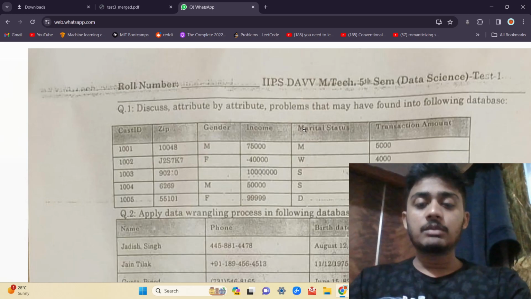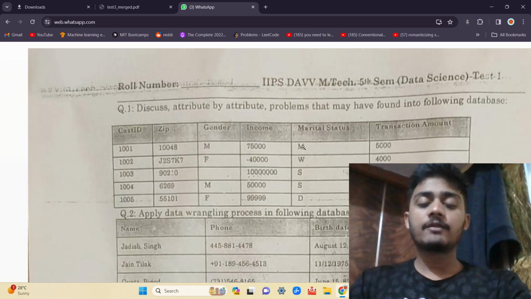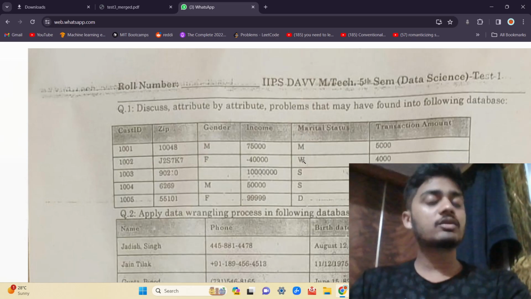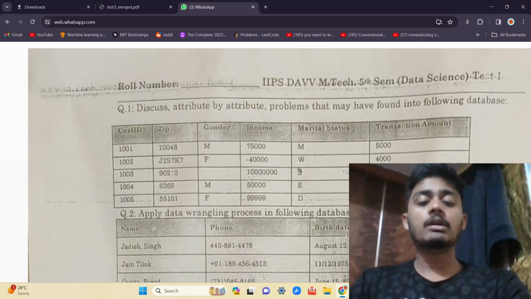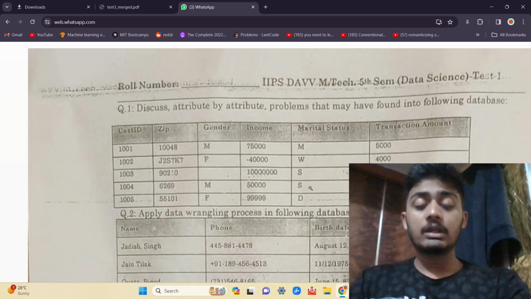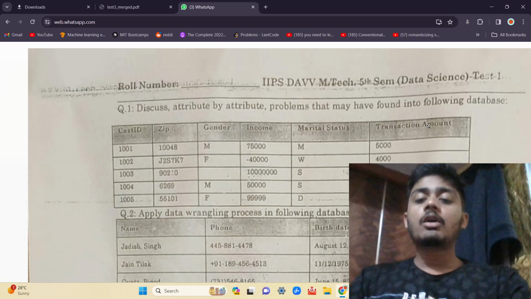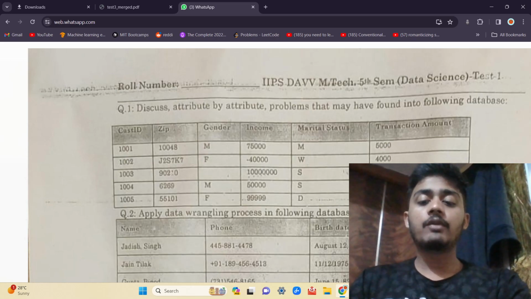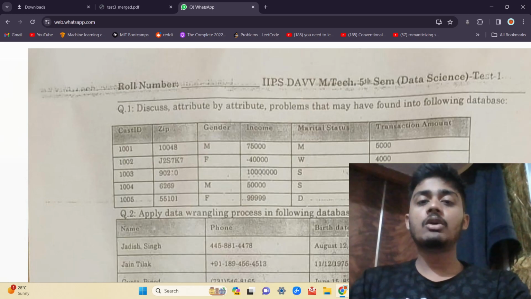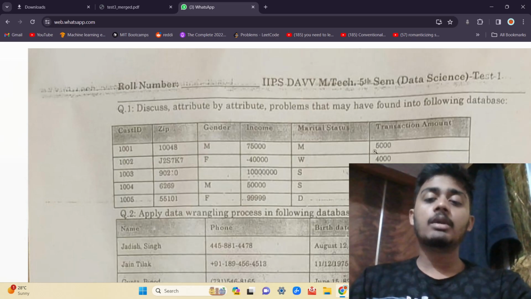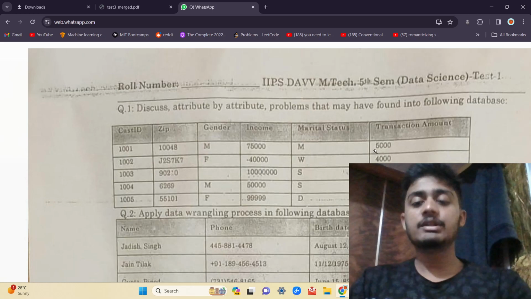Now coming toward the marital status. Here M is fine, that is married, and W is also fine, that is widow. But with the two S values, we cannot separate what is single and what is separated. So this S can create some problems. Now coming toward the transaction amount. Here the transaction amounts look fine as long as every transaction is in the same unit. For example, if it is in dollars, everything should be in dollars. Then there is no problem that we can encounter in this attribute.